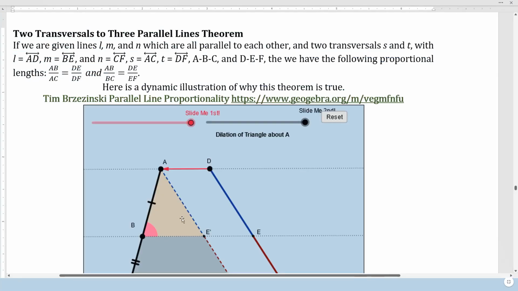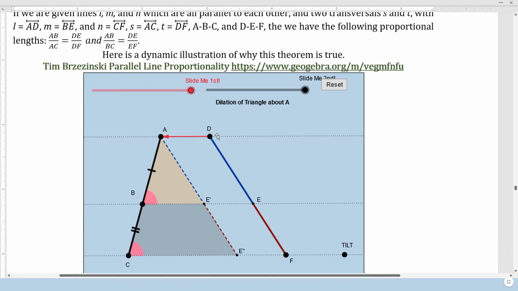Here's a write-up of it formally. We're given lines L, M, and N, which are parallel to each other. This one's L, M, and N's on the bottom. So L is the line going through A and D, M is the line going through B and E, N is the line going through C and F. And then we have two transversals, AC and DF. And B is between A and C, and E is between D and F, such that, of course, they're on these lines here. Okay, so we can always set that up, and we have a couple proportionalities here.